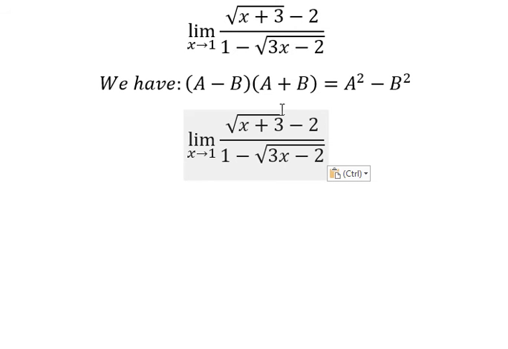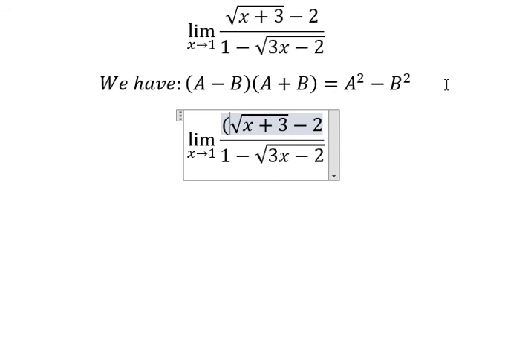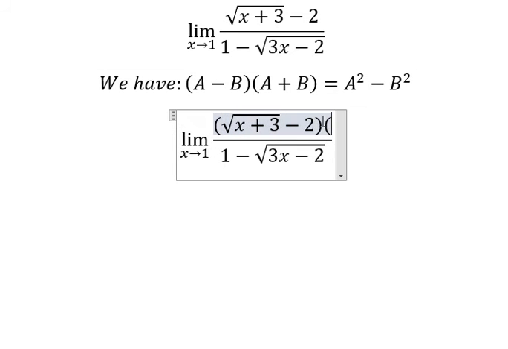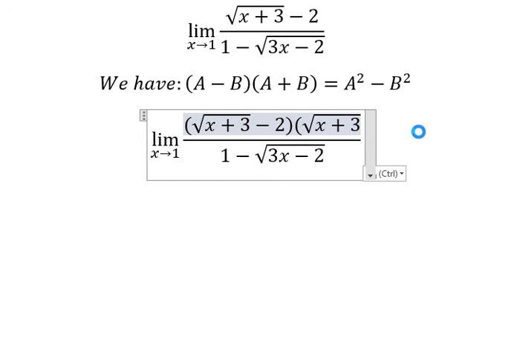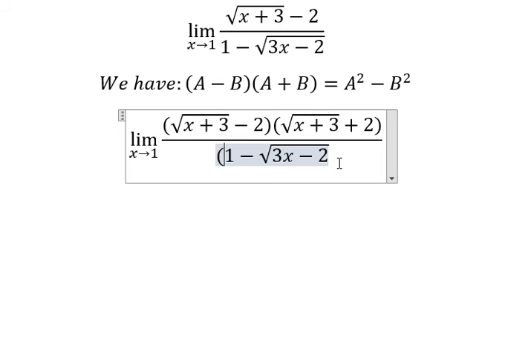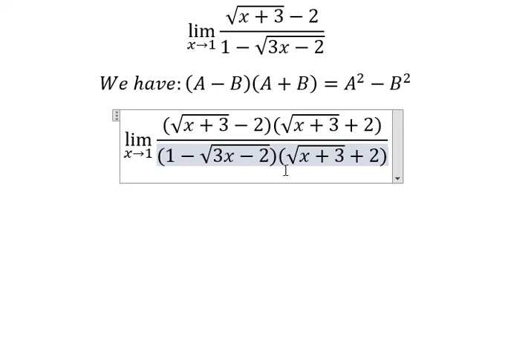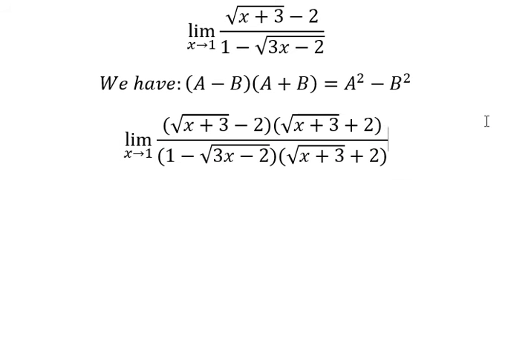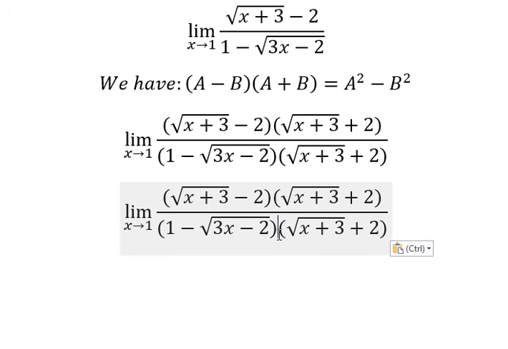So this is about a, this is about b. We want to create a square minus b square, so we need to multiply by a plus b. We need to multiply a plus b on numerator and denominator. Similar for this one, we do the same.